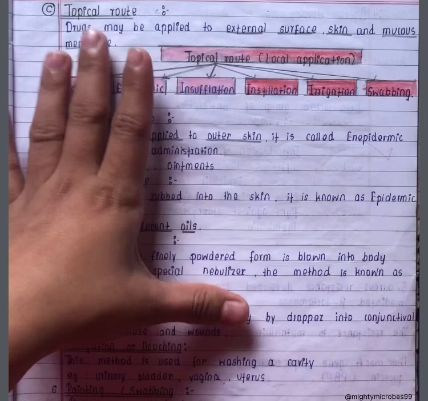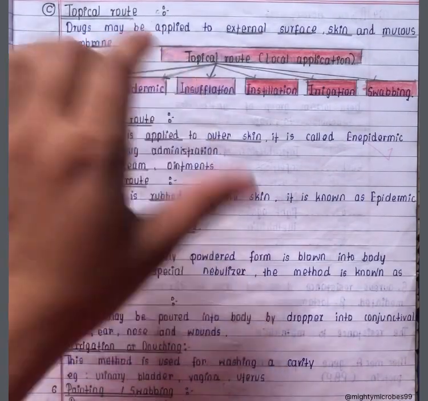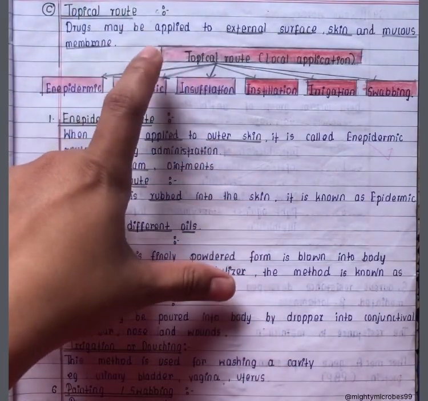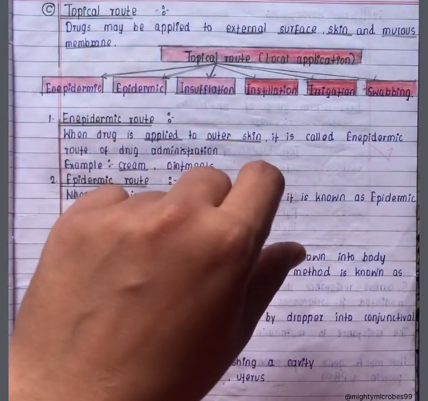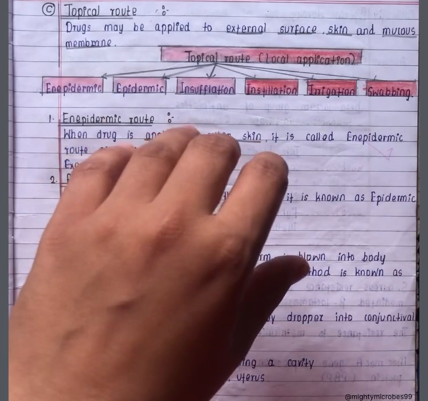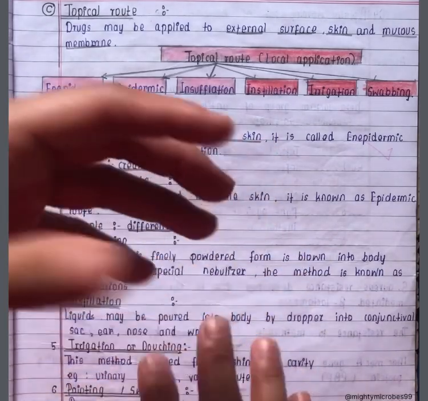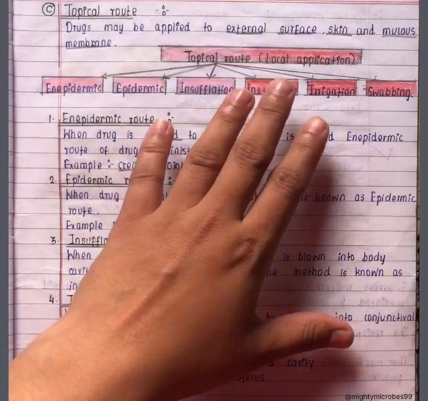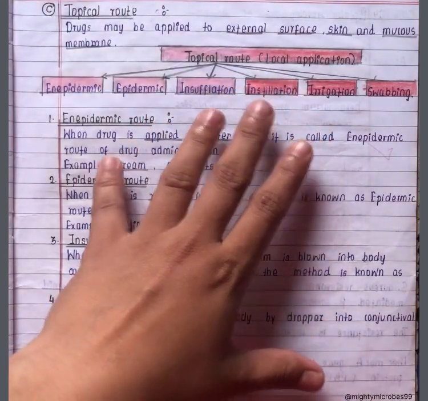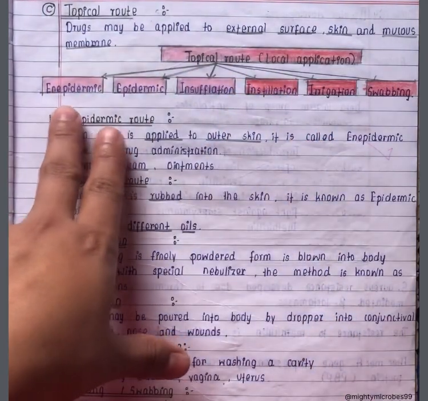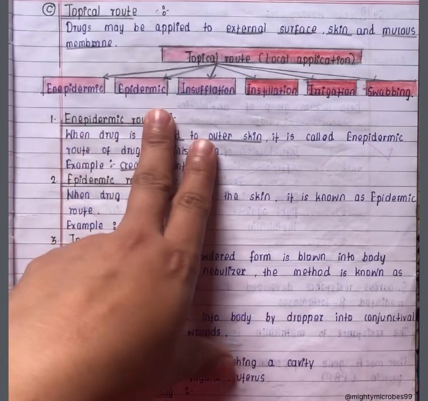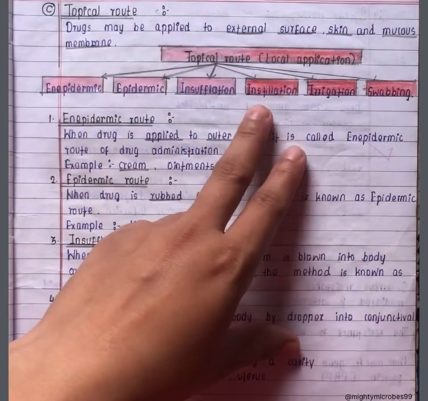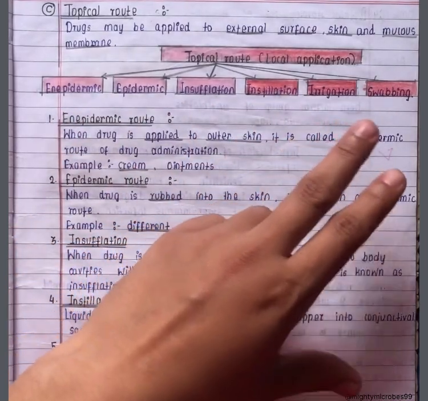The last route is the topical route. Here the drug is applied to the external surface of the skin and mucous membrane. This topical route is locally applied. It is classified into epidermic, inunction, insufflation, instillation, irrigation and swabbing.